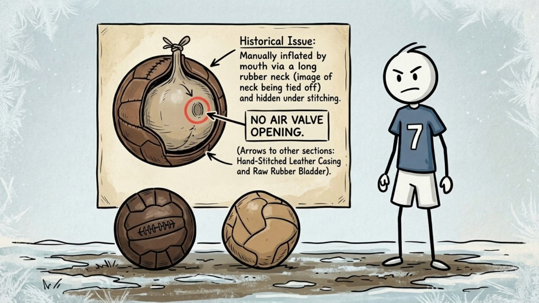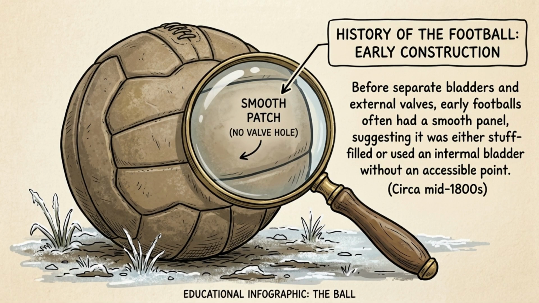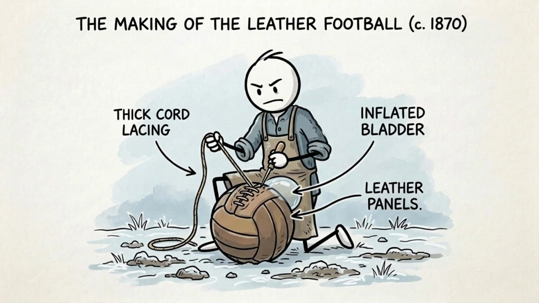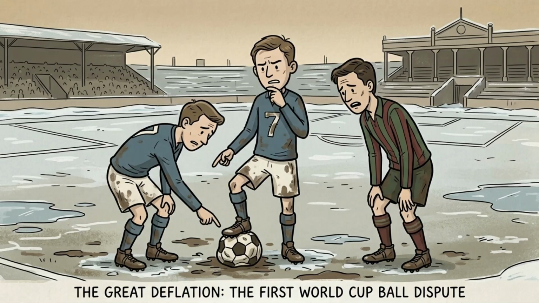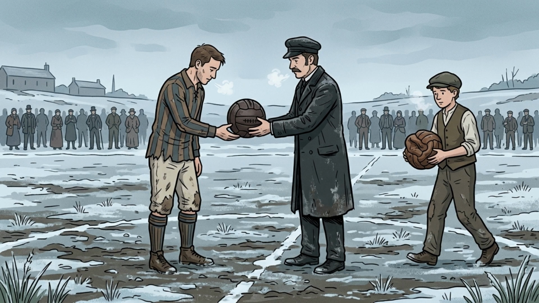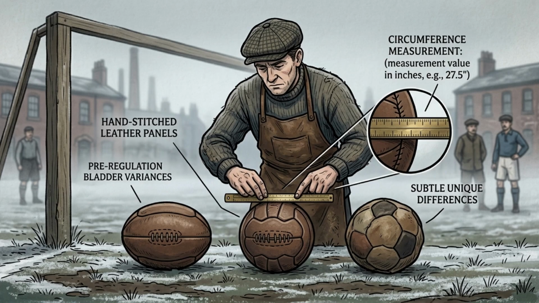Worse, these early balls had no valve. There was no little hole to pump air into. The ball was laced up around a bladder by hand and sealed, which meant you couldn't easily adjust the pressure, and over the course of a match, the air would slowly leak out, and the ball would go soft. In fact, during that 1930 final, one of the balls deflated so badly, it had to be swapped out mid-match for another one. The ball wasn't a precision instrument. It was a handmade leather object that was a little bit different every single time.